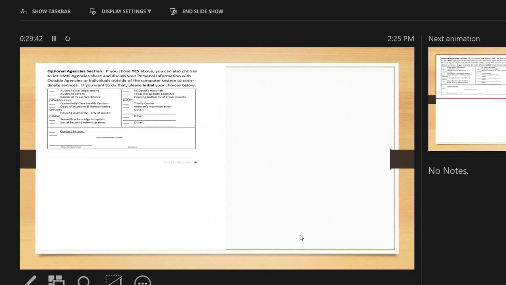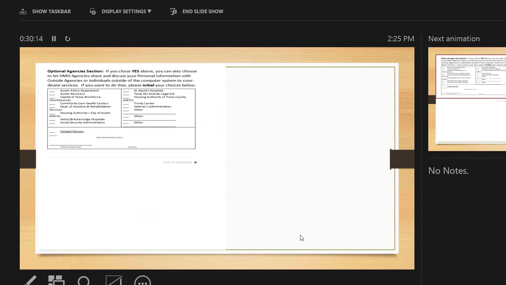Okay. And in the very last section, for clients who do choose to allow us to share their information outside of the system, they have the additional option here at the very end of the ROI to also add some additional agencies that are not currently HMIS agencies to also share and discuss their information. So if you chose yes above, you can also choose to let HMIS agencies share and discuss your personal information with outside agencies or individuals outside of the computer system to coordinate services. If you want to do that, please initial your choices below. And then we have some different options listed here.